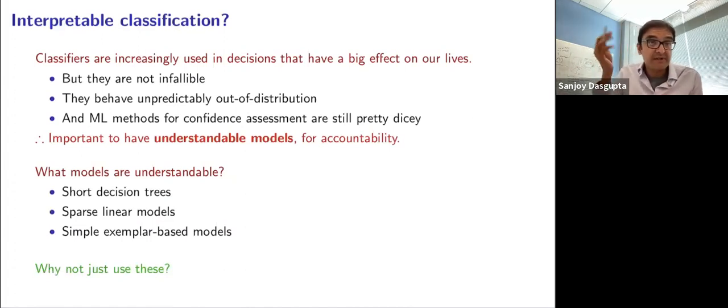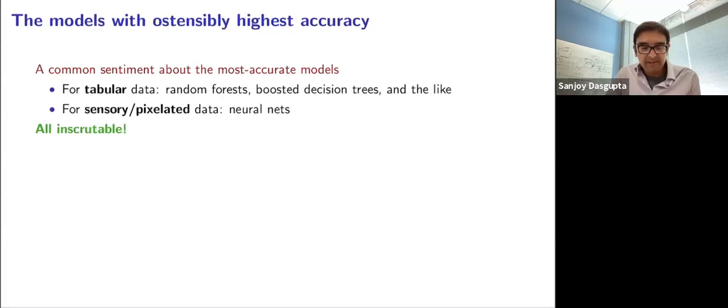Okay, so why not just use those if those are understandable? And the problem is that they might not be the most accurate models, okay? So what are the most accurate models then? And, I'm not a practitioner, so it's not a matter on which I can speak with any kind of experience. But what I can do is to just echo a common sentiment that is also reflected in Kaggle competitions and so on, which is that for tabular data, the most accurate classifiers are often things like random forests or boosted decision trees, whereas for sensory data, they're often things like neural nets.